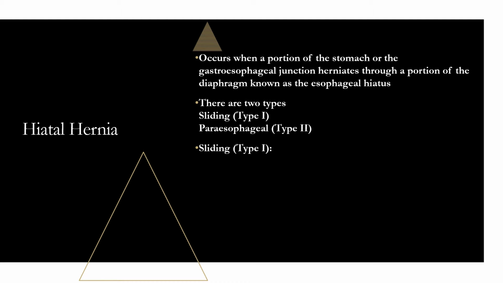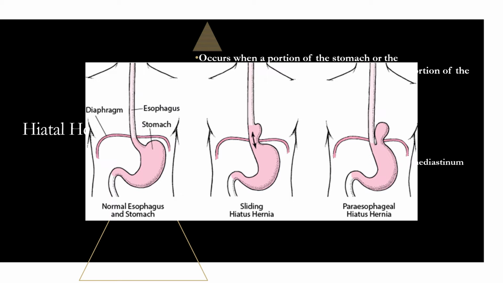So starting with sliding or type 1, this is going to be your most common type, so this is going to be the one that you should really be familiar with. This is going to be when the gastroesophageal junction, which is in between the esophagus and the stomach, is going to herniate straight up into the mediastinum. So just to take a look here, this is your normal esophagus and stomach, diaphragm right here. Now a sliding hiatal hernia, which is the one we're going over now, is going to be the gastroesophageal junction herniating straight up here.